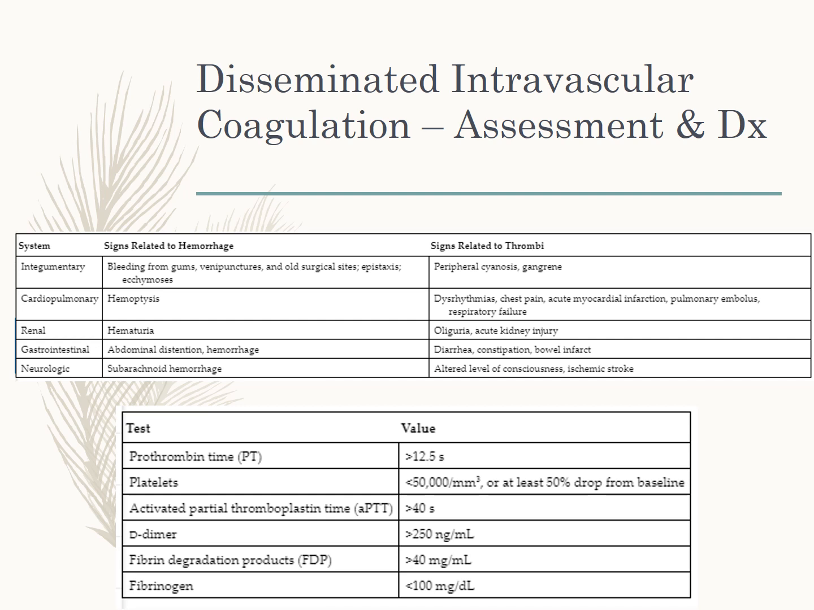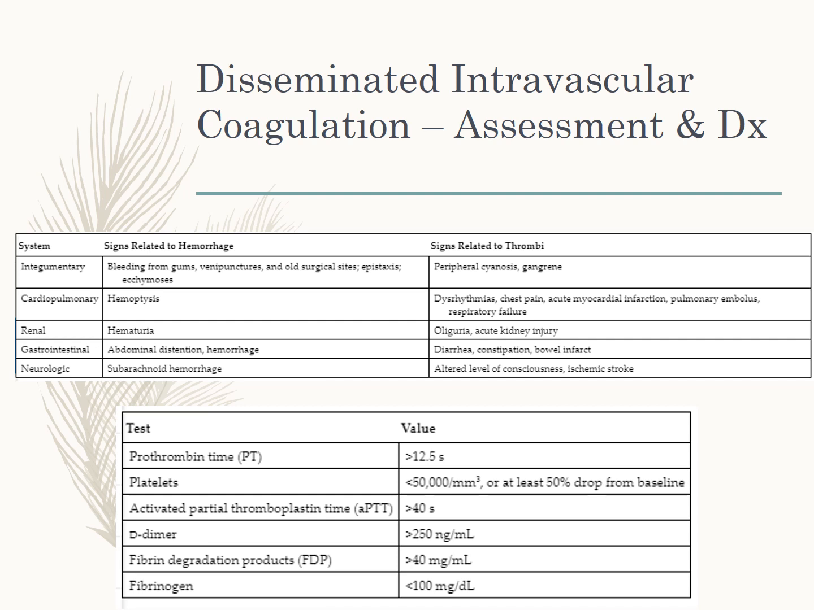So, you can have thrombi in your peripheral capillaries, which would lead to cyanosis and eventually gangrene of those areas. You can have ischemia in your tissues, in your organs. And then you also are going to have bleeding signs. So for the integumentary system, your thrombi signs here are peripheral cyanosis and gangrene. On the other side, you could have bleeding from your gums, venipunctures and old surgical sites, nosebleeds. Anywhere that you've got an opening.